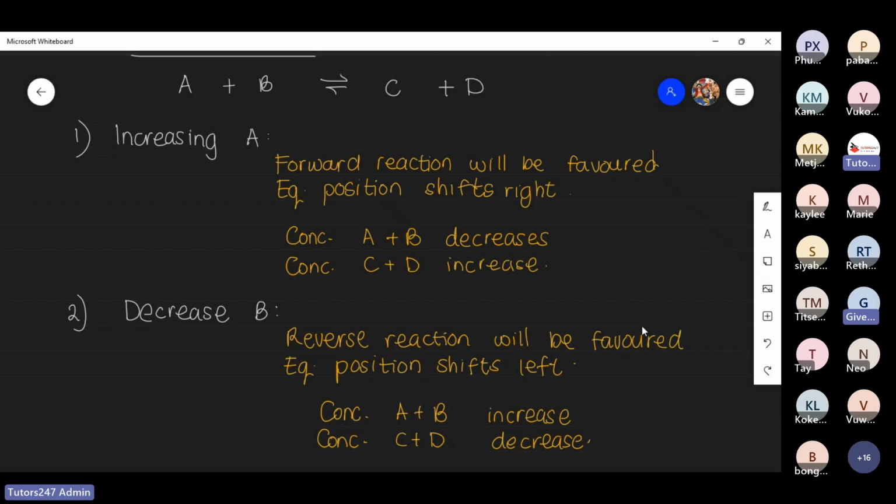If we increase C, our system is going to react such that it is going to try to get rid of the extra C, therefore favoring the reverse reaction, which means our equilibrium position will shift to the left. Why? Because we are trying to use up the C that was added. Okay. If you want to go a step further and discuss your concentrations, you can say that the concentration of C and D will decrease while the concentration of A and B will increase.